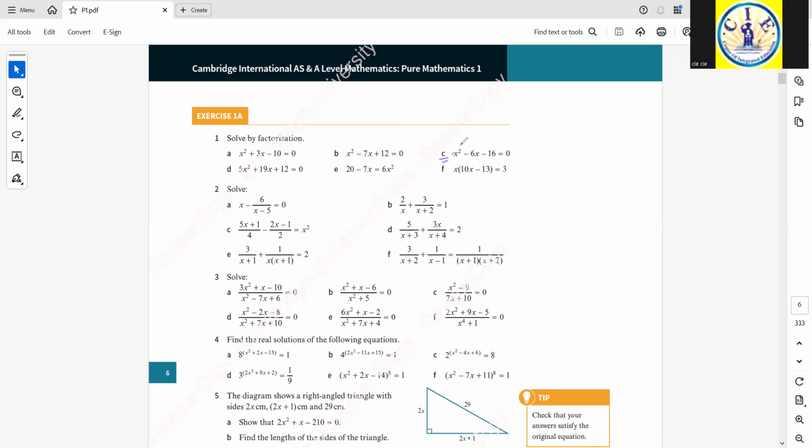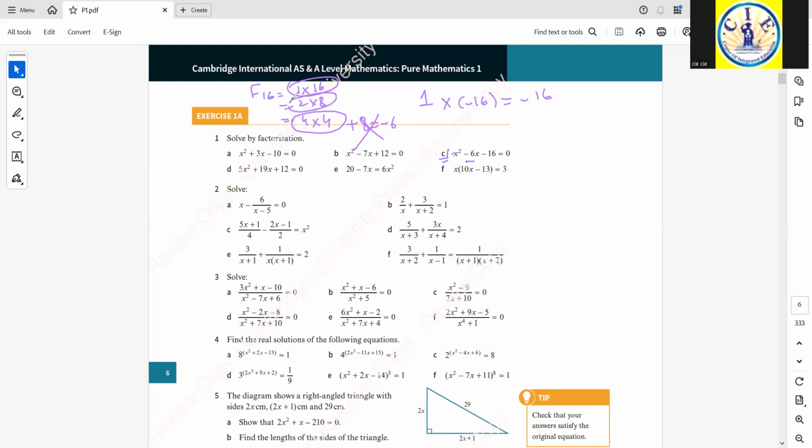Again, x squared has got a coefficient 1. So 1 times negative 16, the answer is negative 16. And the factors of 16 now, which are 1 times 16, 2 times 8, 4 times 4. I need to have negative 6. So adding 4 and 4, that is 8. That is not equal to negative 6. So I discard this. Same goes with this. Adding 16 and 1, I cannot get 6, or subtracting them, I cannot get 6.